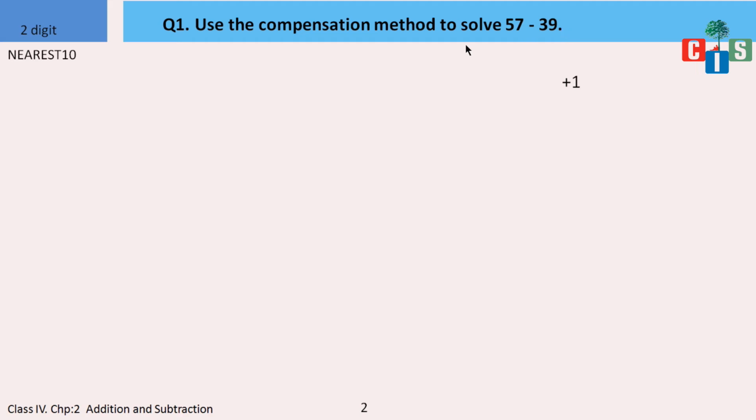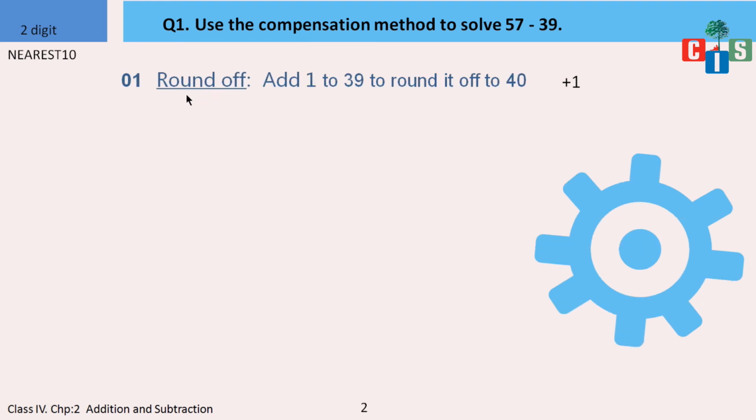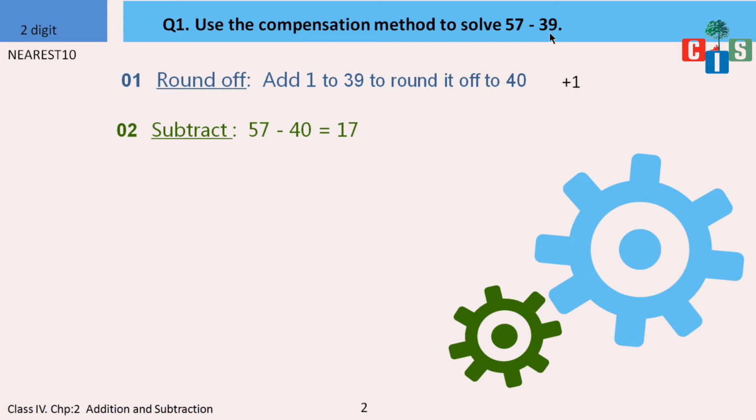You remember, students, compensation comprises 3 steps. First you have to round off, then you do addition or subtraction, and then you do compensation. 3 steps you have to solve. Okay. So the first step is you have to round off, and for that you have to add 1 to 39 to round it off to the nearest 10, that is 40. Okay. The second step is you have to subtract. 57 minus 39 was the question. You will subtract 57 minus 40 and it will give me 17.